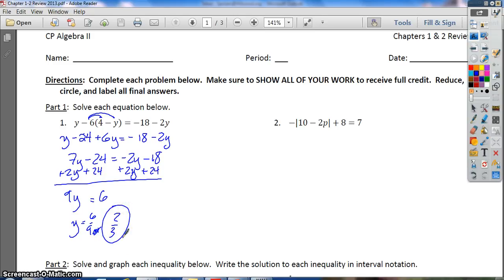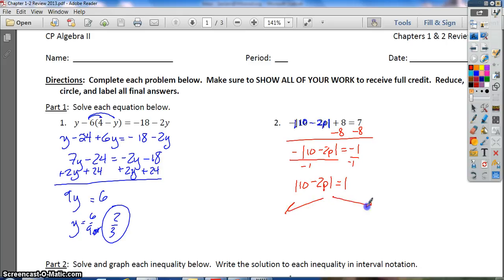Coming over here for number 2, okay? You want to isolate this guy here that I'm highlighting. You want to get that by itself. So to do that, I'm going to subtract 8 over. I'm going to get negative absolute value of 10 minus 2p equals negative 1. And then divide by negative 1 to make it a positive absolute value. So I have absolute value of 10 minus 2p equals 1.